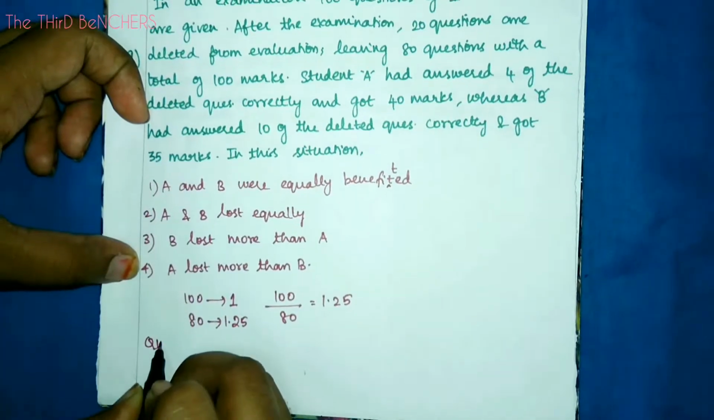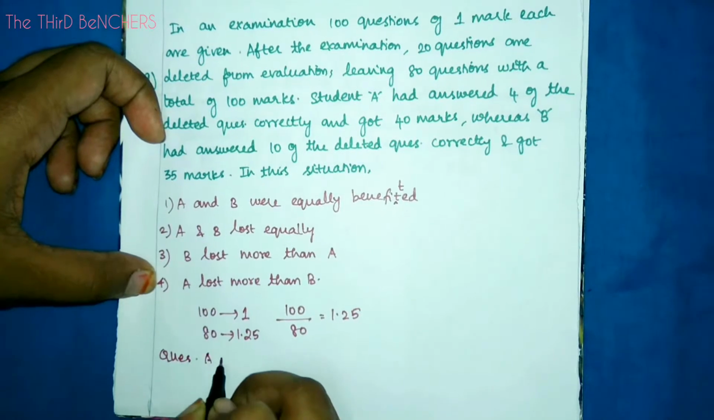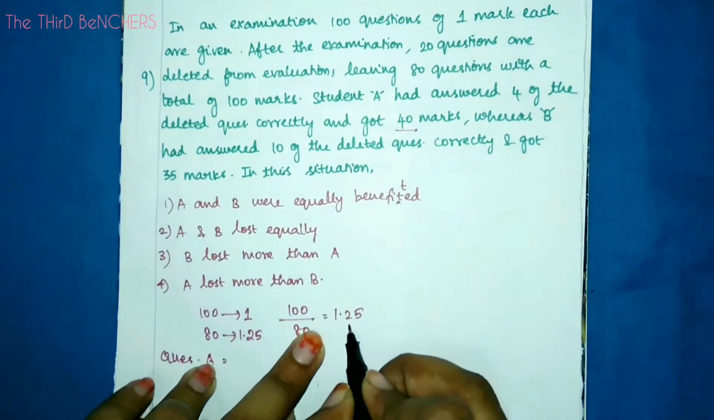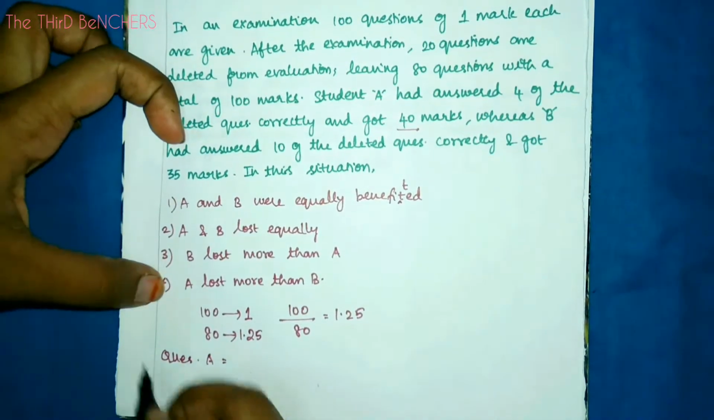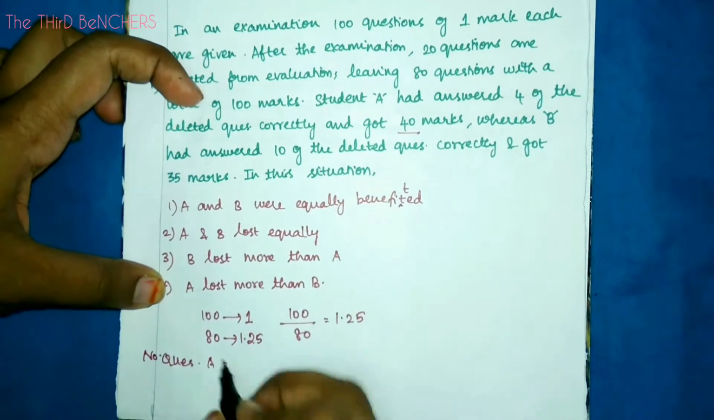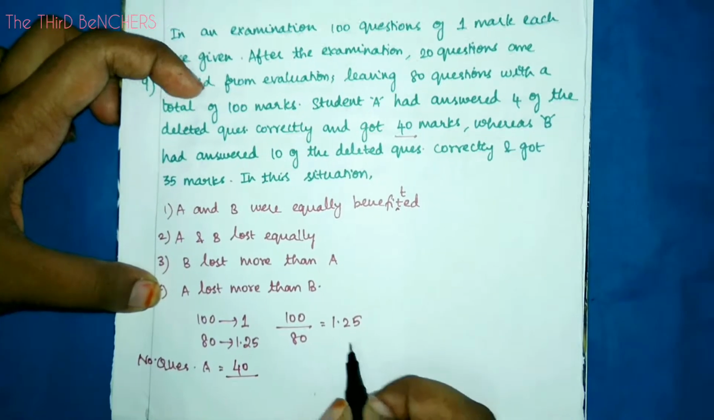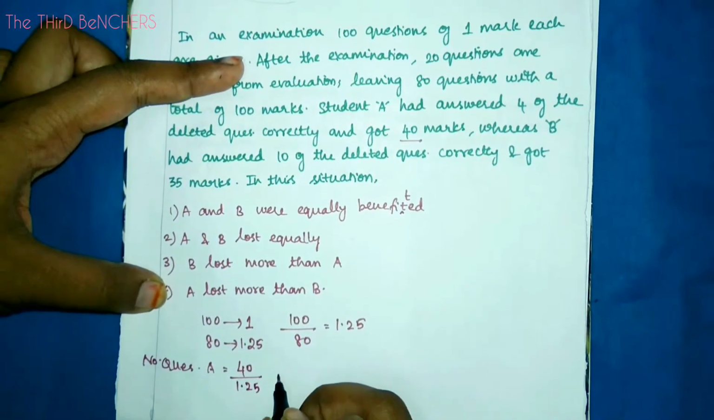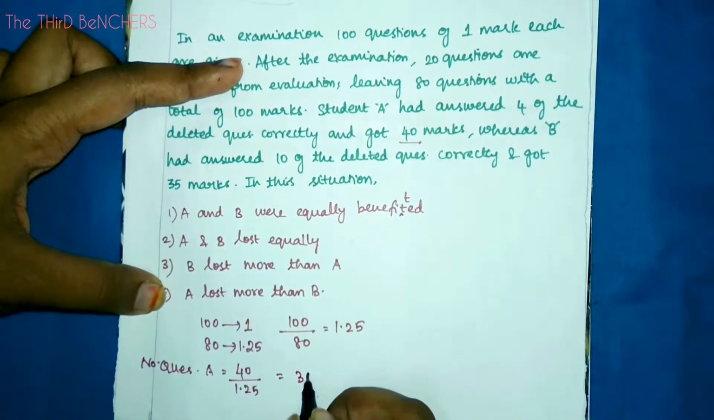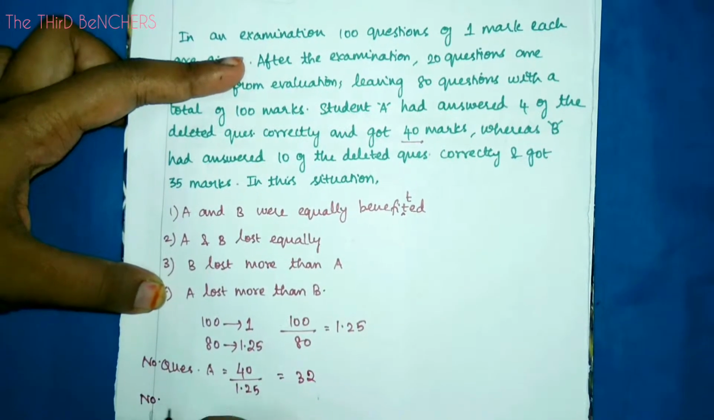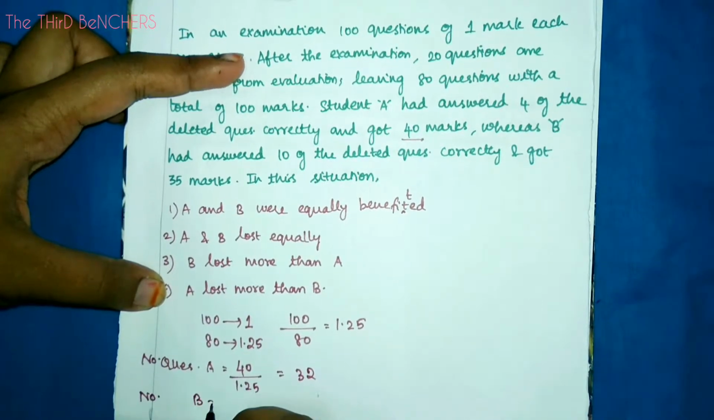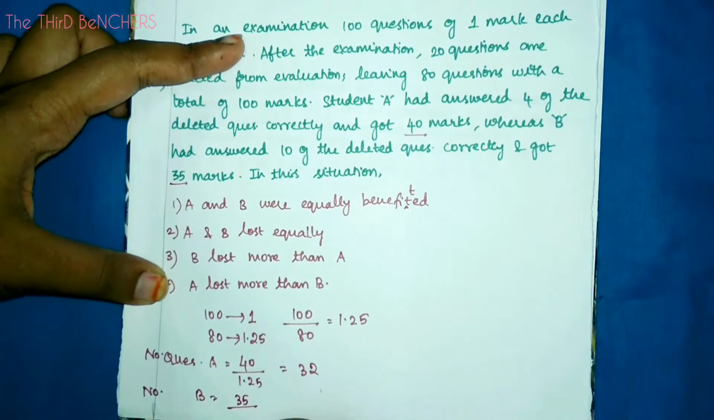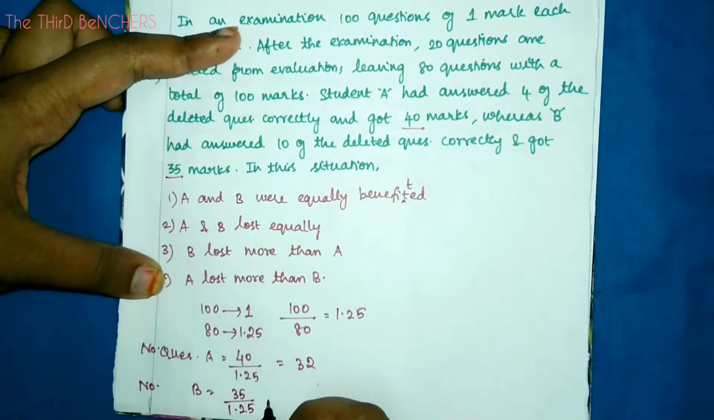Now the number of questions answered by A will be given by his mark divided by the mark per question. So he had got 40 marks, divided by the mark per question after the change, which is 1.25. So this comes to 32. Similarly, the number of questions answered by B will be found from his score of 35. So 35 divided by 1.25 will give 28.